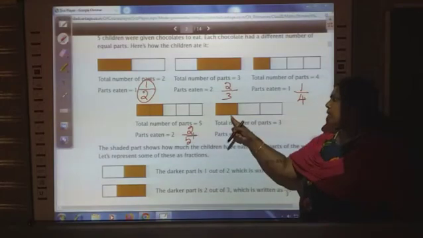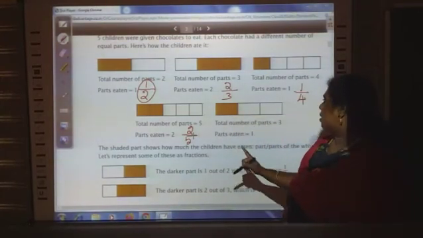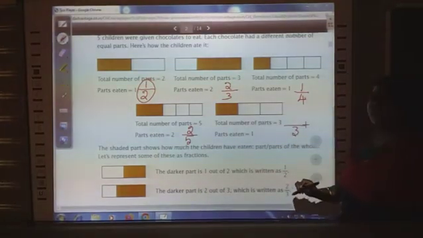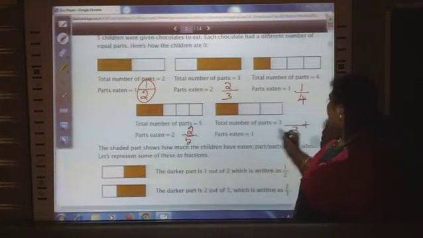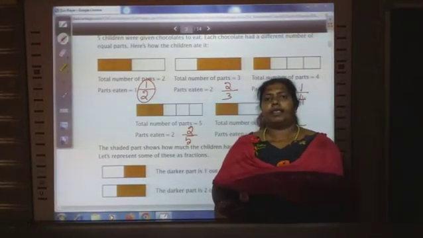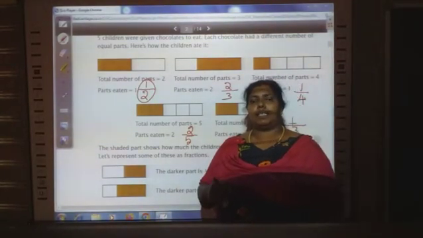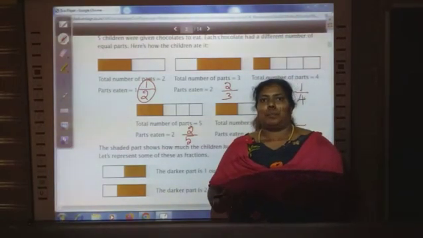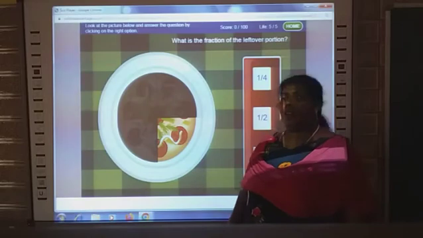Here the chocolate is divided into 3 parts. So the total number of parts is how much? 3. Parts eaten how much? Only 1. That is 1 by 3. You know the fraction has 2 parts, that is numerator and denominator. Isn't it? Now we can do the activity.